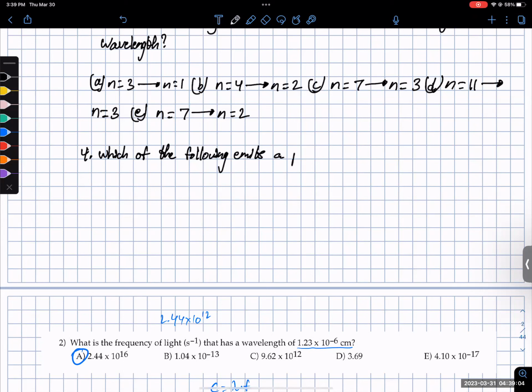Which of the following emits a photon with the largest frequency?